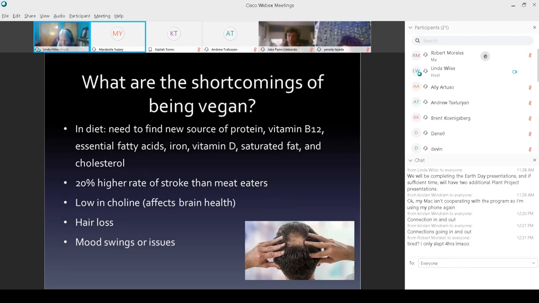So there's a lot of cons to being vegan. In a diet, you need protein. You have to find a lot of new sources for things that are essential to your body, like protein, but that can come from plants like tofu and soy and seitan, which comes from gluten, and you can find that in chickpeas and lentils.